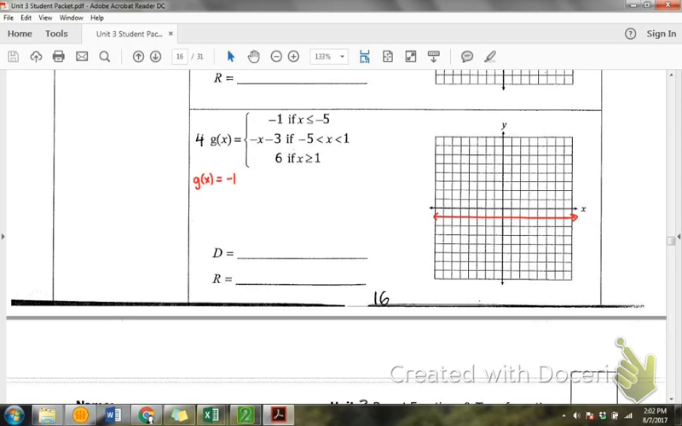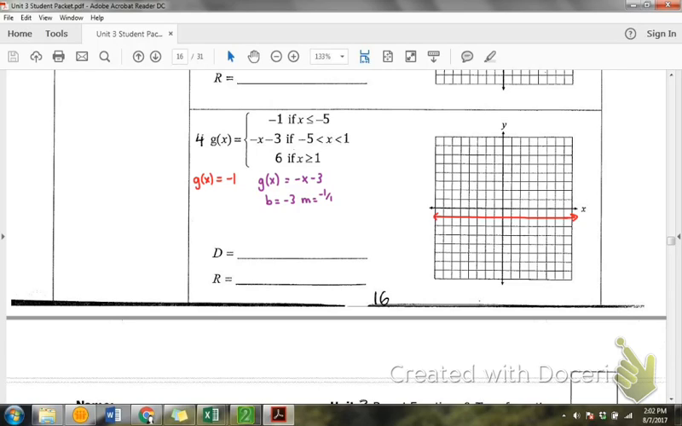Okay, put arrows on the end so you can see. Sometimes it's hard for your pencil to see on here, so if you're not putting it in bold, make sure that you put arrows on the ends of it. Okay, the next one says g of x equals -x minus 3. So I have a b value here of -3 and an m value of -1/1. We okay with that, Vinny?